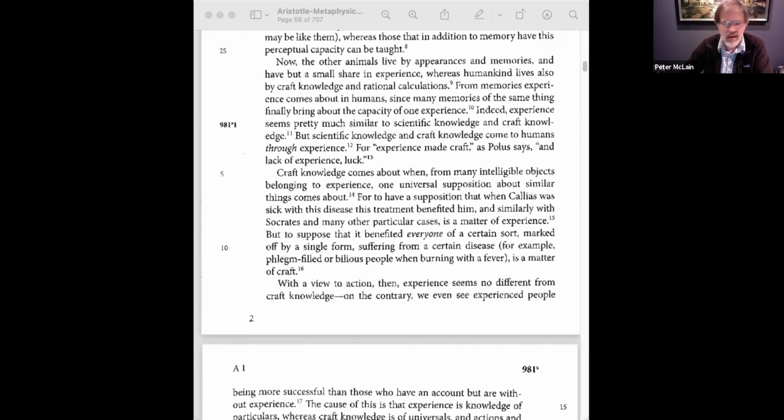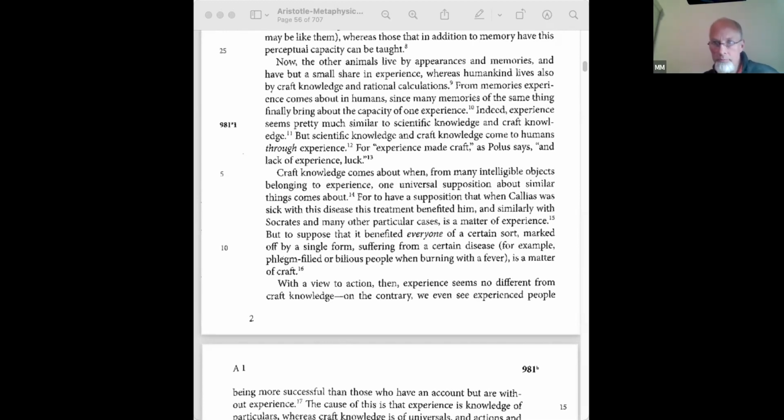Go ahead, Peter. Yeah, I think here he's also making another subtle point with the Callias thing, that something fixed Callias is one experience. Something fixed Polus or Socrates is a different experience. But the craft comes in knowing that it can be universalized to anybody beyond just my two separate experiences. That's right. Okay. That's right.